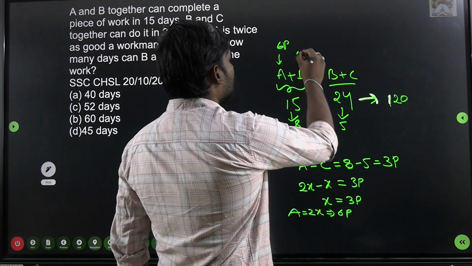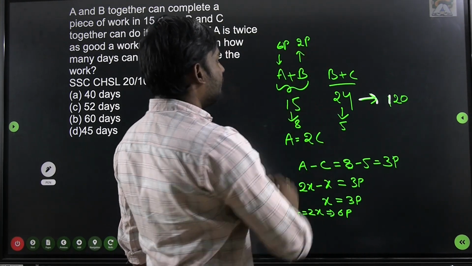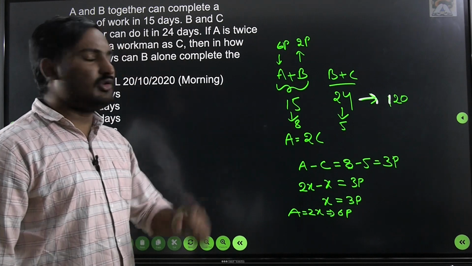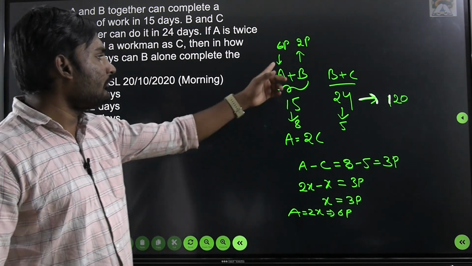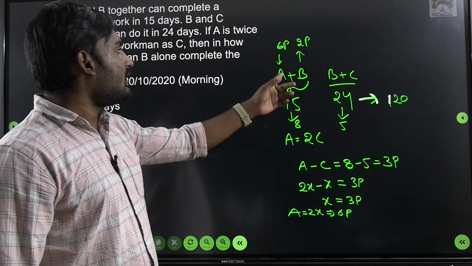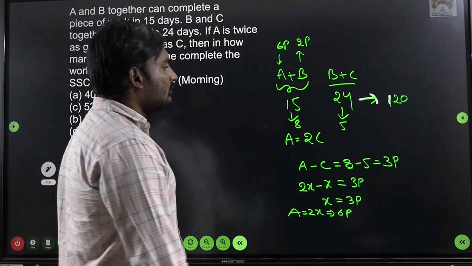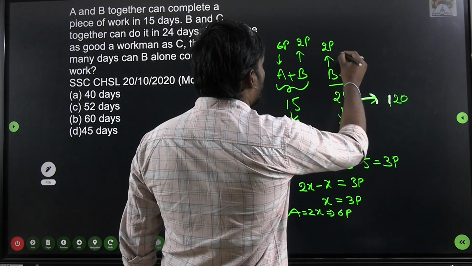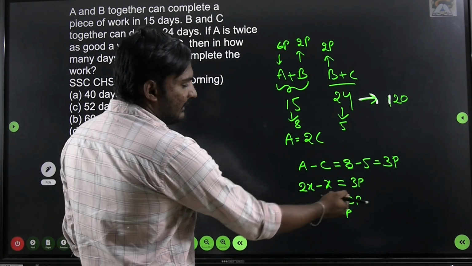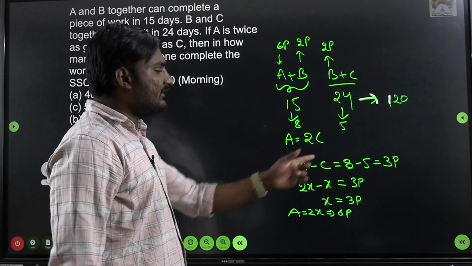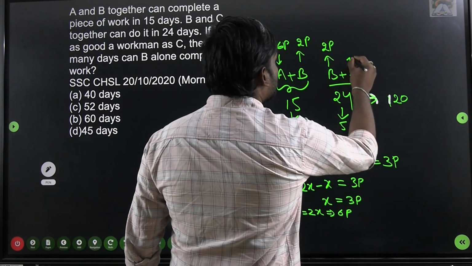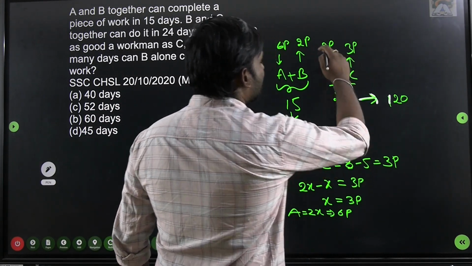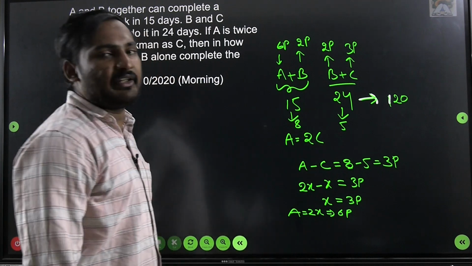If A does 6 parts, B does 2 parts, because A plus B will do 8 parts daily. So here A will do 6 parts and B will do 2 parts. Like this, B will do 2 parts, and we know that x is 3 parts, x is nothing but C. C is 3 parts. Total 2 parts plus 3 parts is 5 parts.